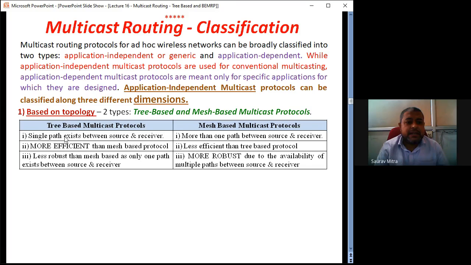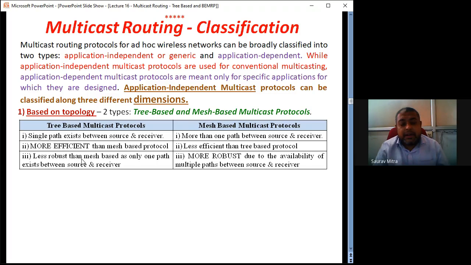In tree-based multicast, a single path exists. As I told you, along one main stem, like a tree, different branches come. So in tree based, a single path exists between the source and the receiver, but in mesh based, more than one path may exist, because all nodes are connected to all nodes. Tree based routing is more efficient, mesh based routing is less efficient.